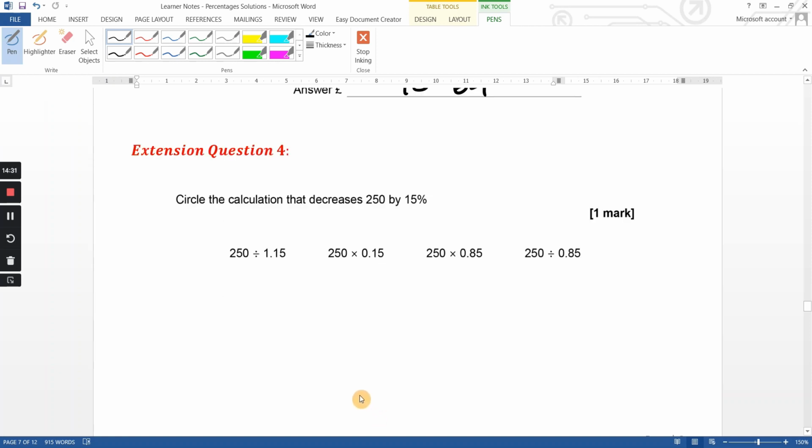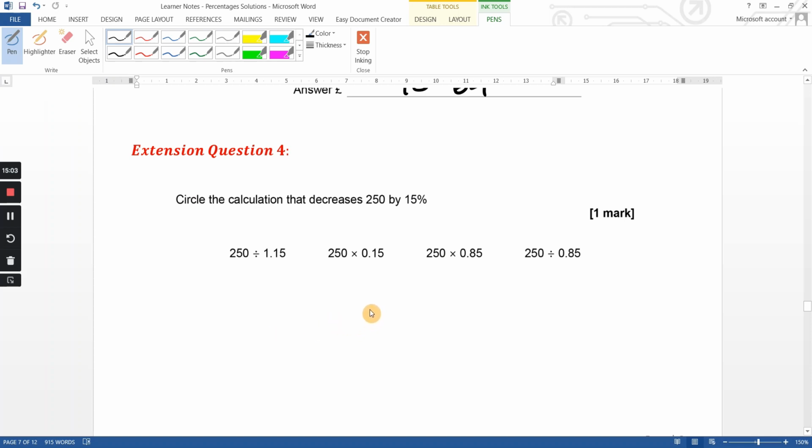Extension question 4, circle the calculation that decreases 250 by 15%. Right. So if it's a decrease of 15%, let me just check each of these. That looks weird. That looks weird. I'm leaning towards one of these, and I reckon it's this one.